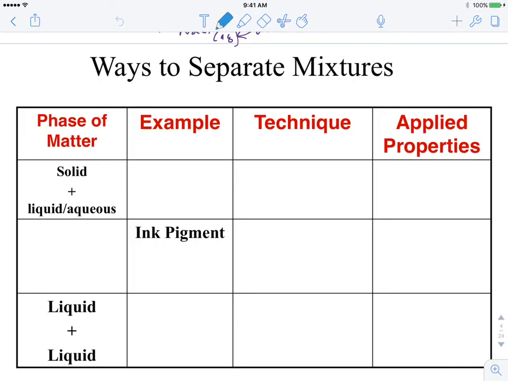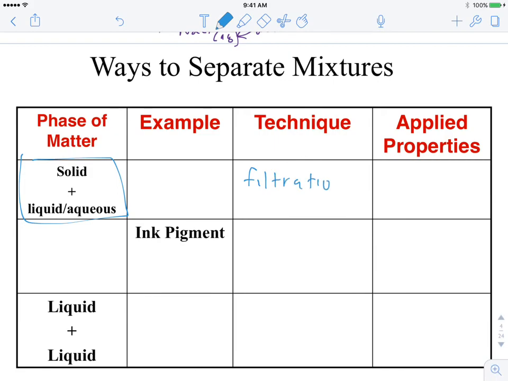Okay, so today we're going to talk about ways to separate out a mixture, and here are the different examples that you could have. So we have phases of matter. For the first example, if we were to have a solid mixed in with another liquid or an aqueous solution, how would we separate that? Well, the best way to do that is using filtration.